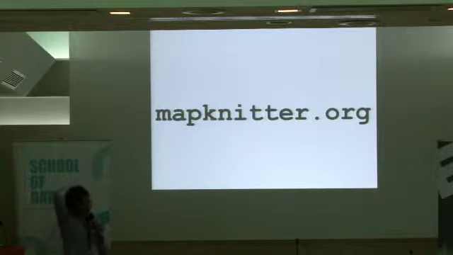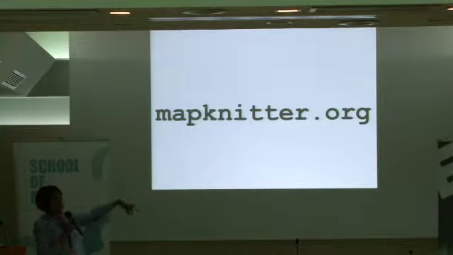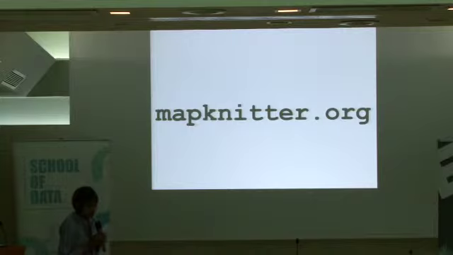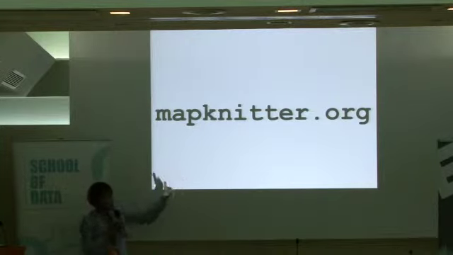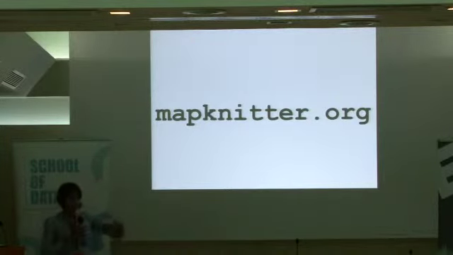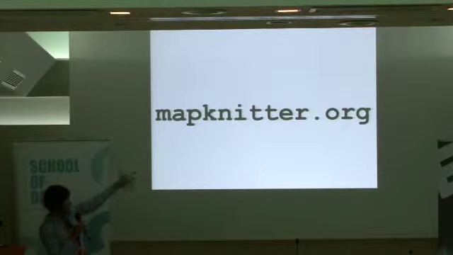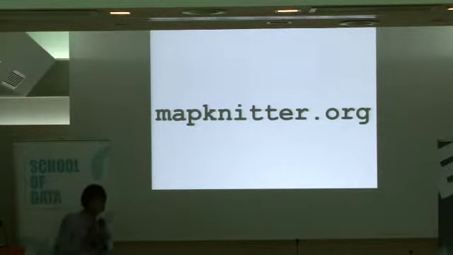Okay, so now let's talk a little bit about MapKnitter, and I'll guide you just very briefly through it. For those of you who are connected to the internet and have your computers, go to MapKnitter.org. The name comes from knitting, which means to stitch things together to create a sweater or a scarf or something. This online software does that: it knits together your photos from your aerial imagery.